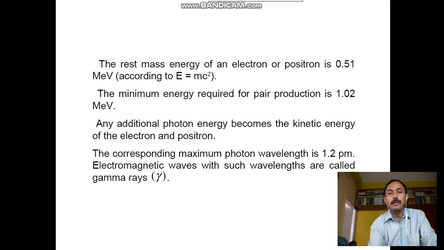The corresponding maximum photon wavelength is 1.2 picometer. Electromagnetic waves with such wavelengths are called gamma rays. Pico means 10 to the power minus 12 meter. So this is in the shorter wavelength region. These wavelengths are known to be in the range of gamma rays.